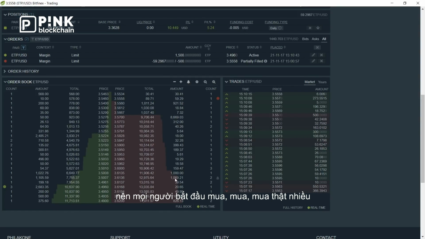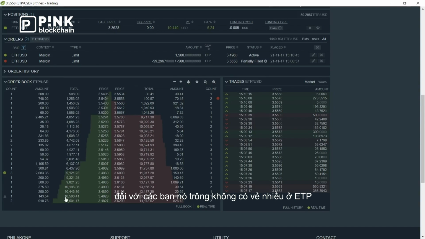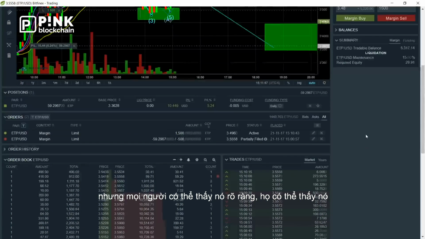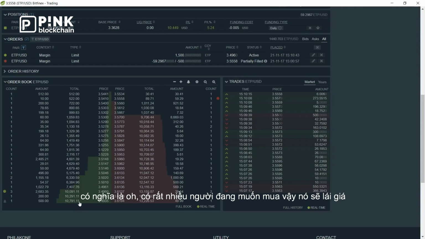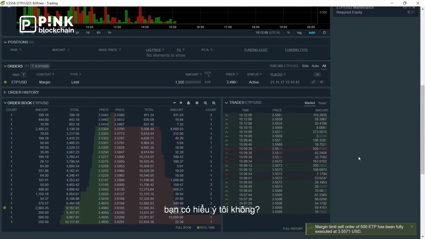Okay, so people are buying, buying, buying up. But what they're actually buying, right, guys, is they're filling my short order. And then it fools them into thinking that there's a big bid on this side that it's not going to go down. Now, to you guys, it might not seem like a lot on ETP, but trust me, that's a lot. You'll see a lot of people doing that with 1.5, even in small position to me, like 5 grand that I put up, but people can see it very visibly, right? They can see it, which means that, oh, there's a lot of people wanting to buy, so it'll drive up the price. Know what I mean?